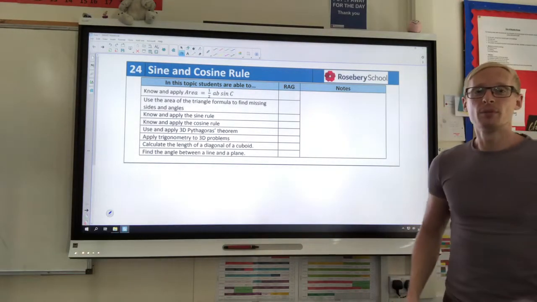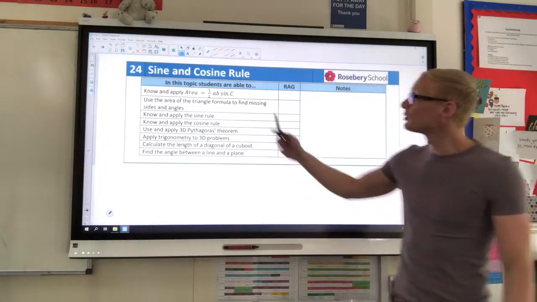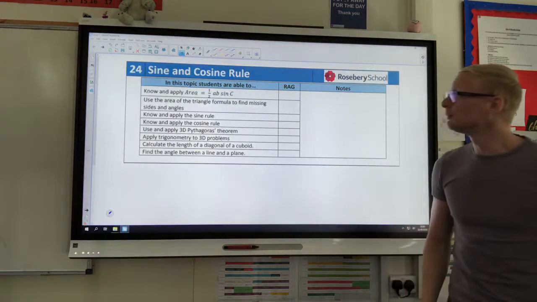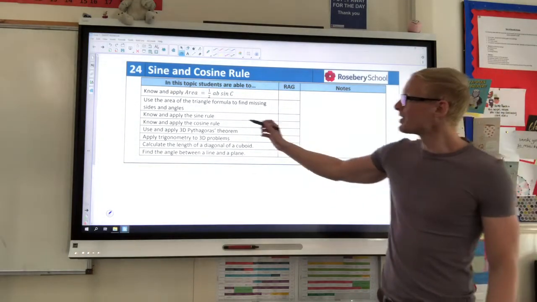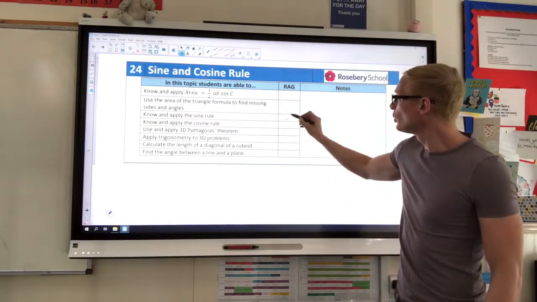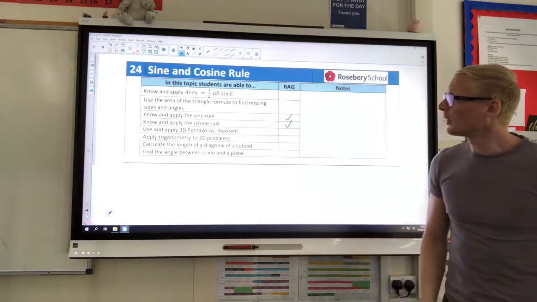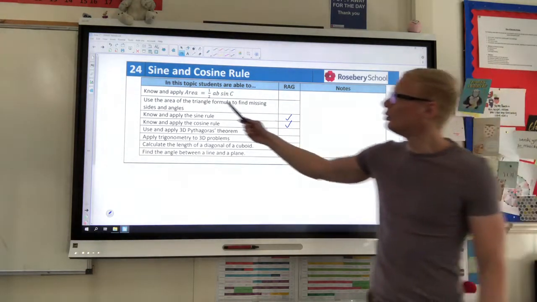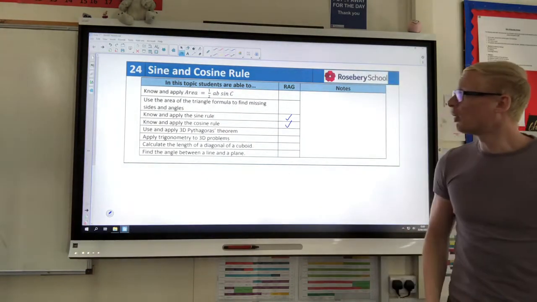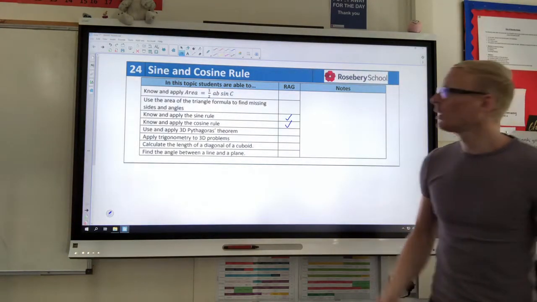Okay, hello and welcome to lesson 5 of topic 24, sine and cosine rule. Now, if you've completed lessons 1 to 4, you should be able to tick off these two aims, knowing and applying the sine rule and knowing and applying the cosine rule. Today we're going to work on knowing and applying the area rule, which is a half ab sine C.